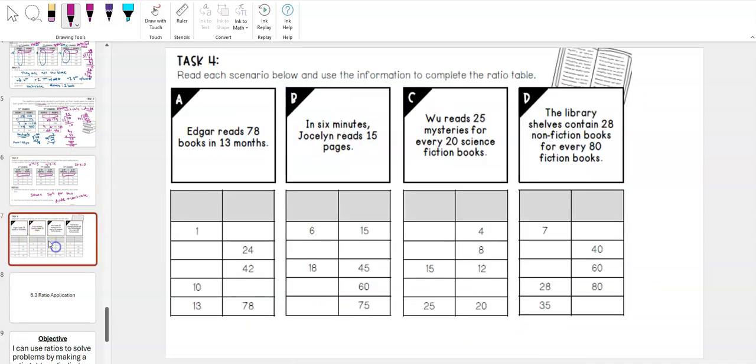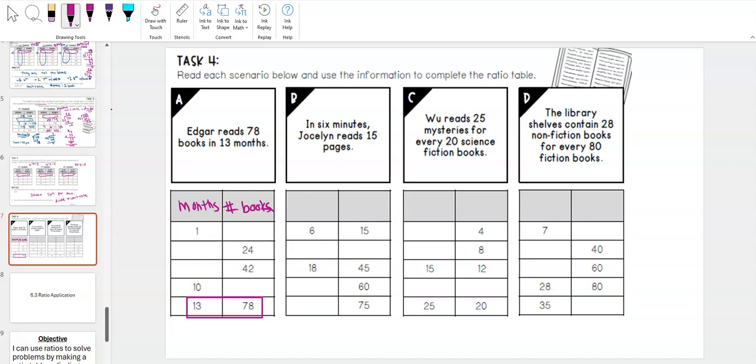Okay. All right, our last problem here is kind of an interesting one. We're going to read the scenarios below and we're going to fill in the table. So Edgar reads 78 books in 13 months. We have to fill in the table. Right here is that ratio, 13 and 78. So I know that this is going to be months, this side, and this is going to be books, or number of books.